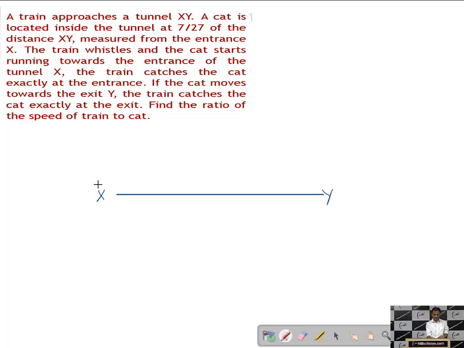There are two exits, exit X and exit Y. Now students, you can take the total length of the tunnel as X, but here I will take, because of the 7 by 27, let the total length of the tunnel be 27 meters. Now the cat is situated inside the tunnel at 7 by 27 of the distance XY. If the length is 27, what is 7 by 27 of 27? It will be 7. So now the cat is situated here at 7 meters.